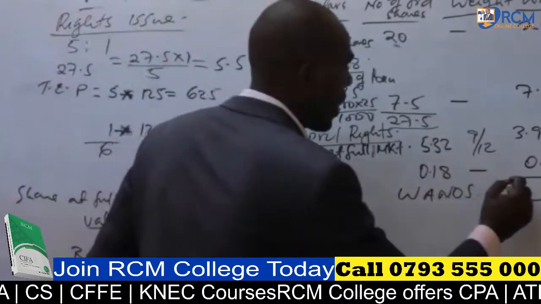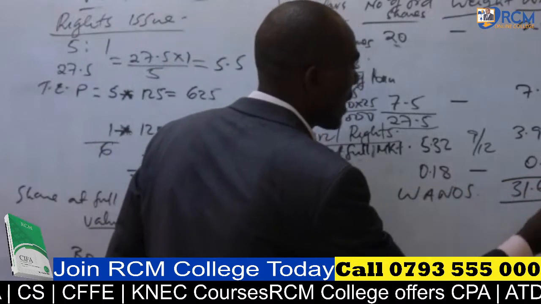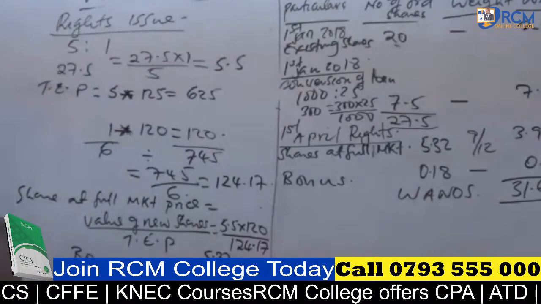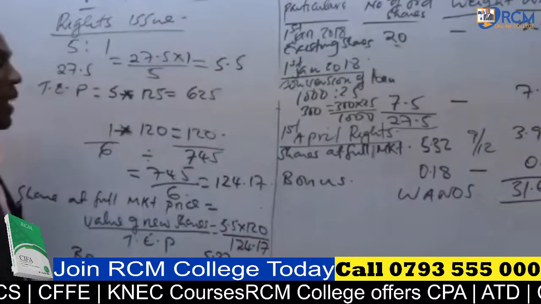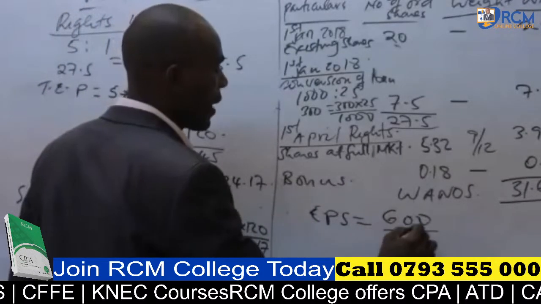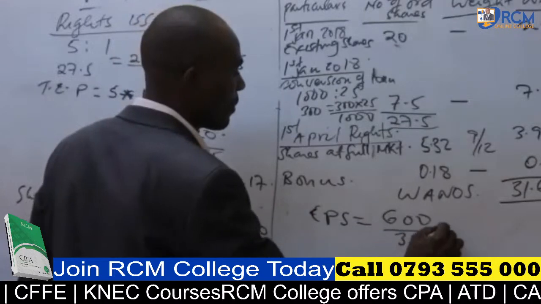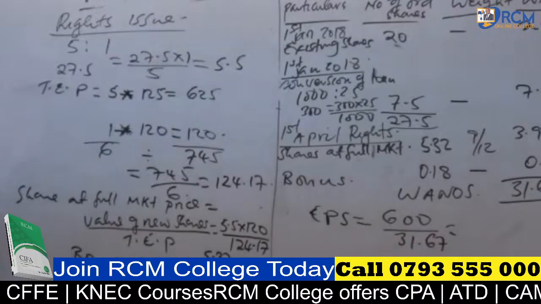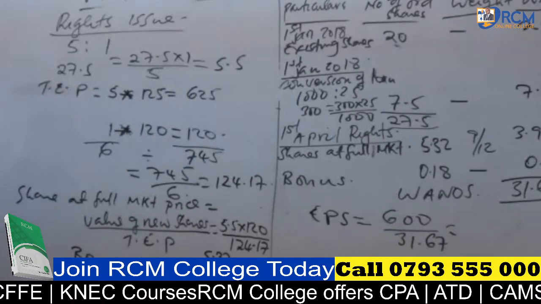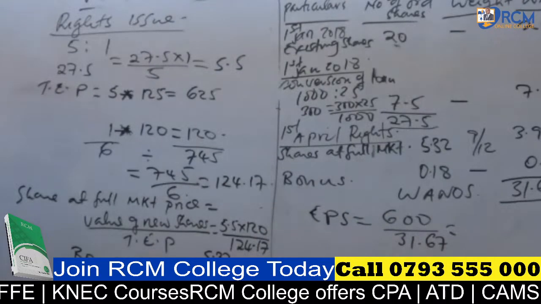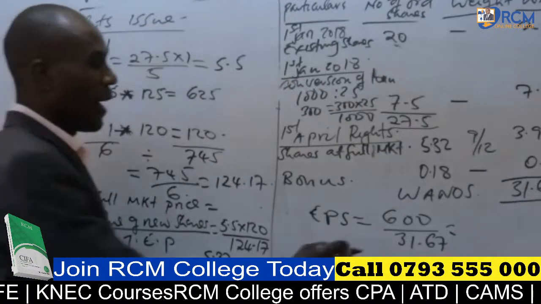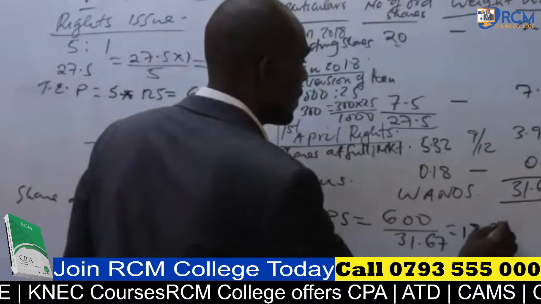31.67. Then we go to EPS equals 600 divided by 31.67. How much is our EPS? 18.95.